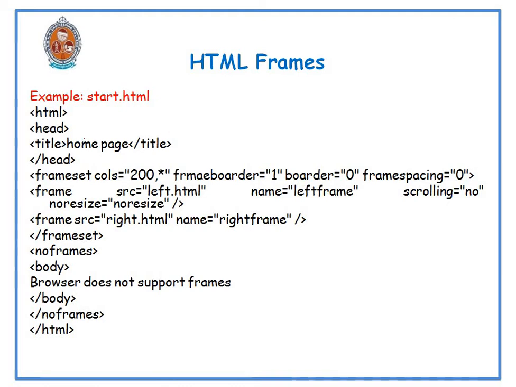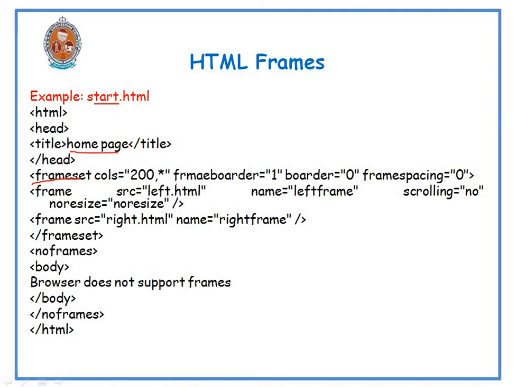Coming to the example, in this example we have a head tag, and inside the head tag we have the title tag. It is used to specify the title for our page. This file is saved as start.html, and after that we have written the frameset tag. We already know that the frameset tag is written instead of the body tag. Here frameset columns equals 200 comma wildcard symbol star. That means our browser window is divided into two columns. The first frame takes the value 200, and the remaining space is taken by the second frame.